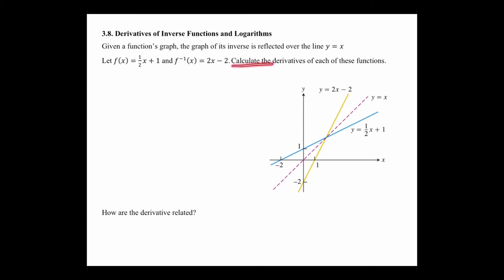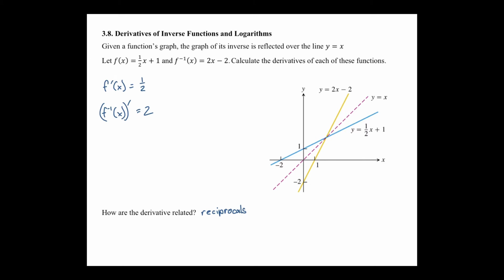We're asked to calculate the derivative of each of these functions, and let's see what we observe when we do that. So f prime of x is a linear function, so when we take its derivative, we're just going to get 1/2 plus 0, or just 1/2. Then if we consider the derivative of the inverse, well, it is also a linear function, and of course the derivative of the inverse function 2x minus 2 is just going to be 2. What do you notice about these numbers? Well, they are simply reciprocals.